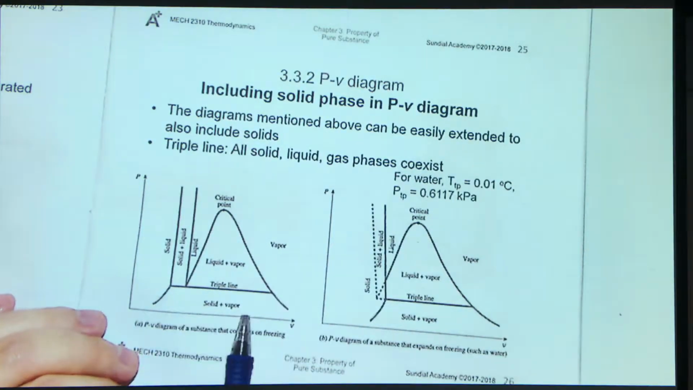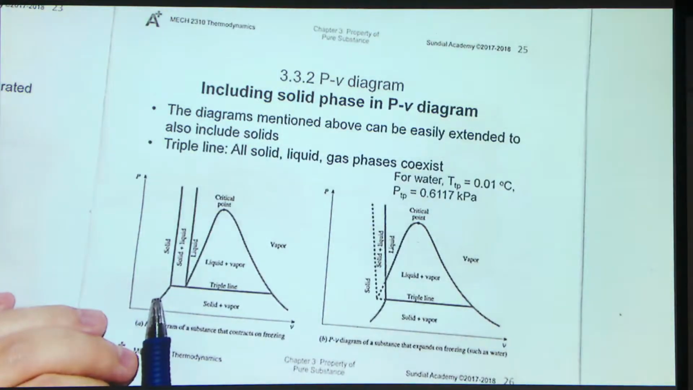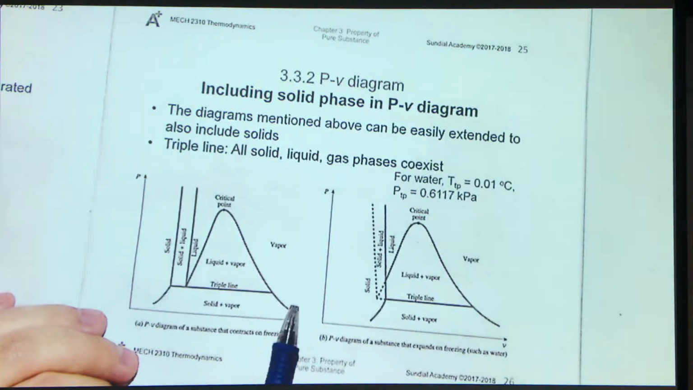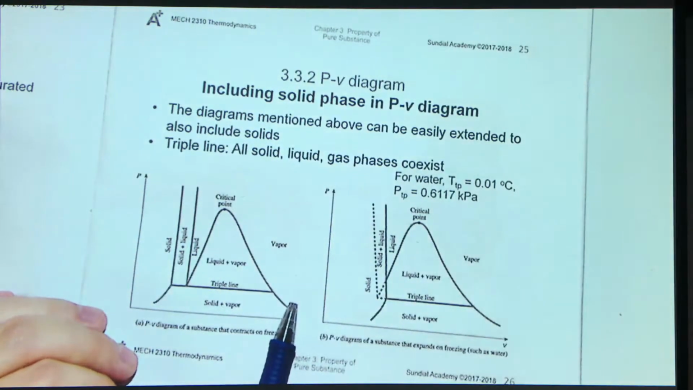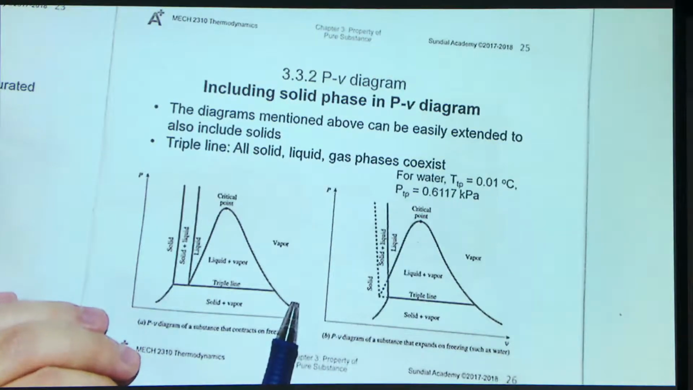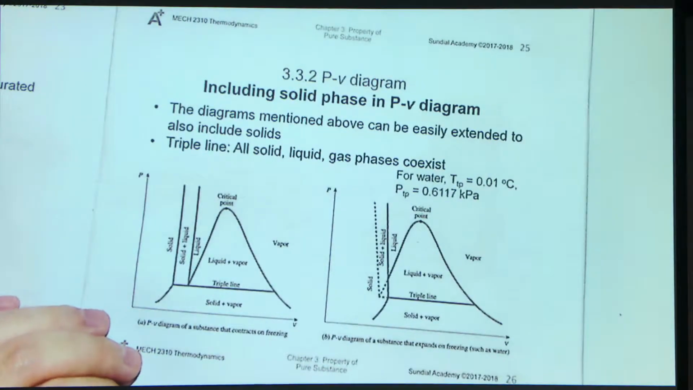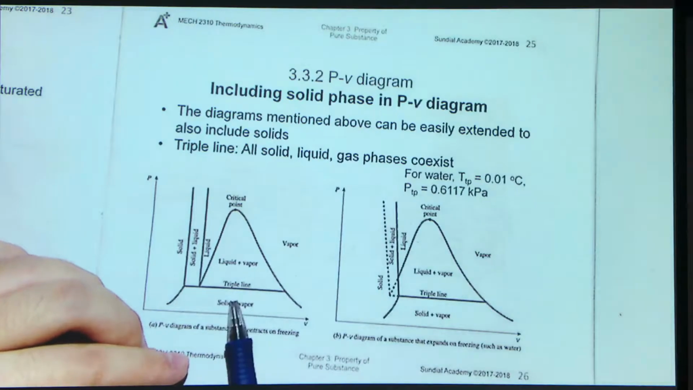If we just heat the substance at a very small pressure inside this region, then we just cross directly from solid to vapor. This kind of process is called sublimation. Sublimation. This word will appear in the next few slides. Okay. And here we also have a so-called triple line here.